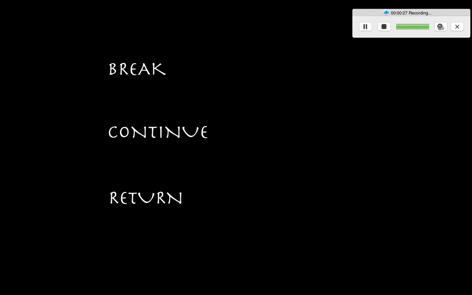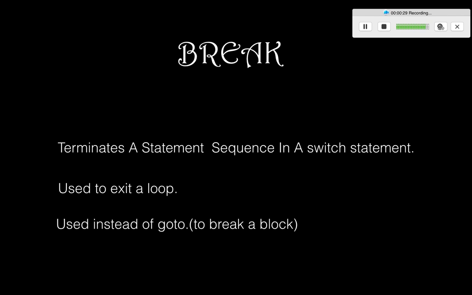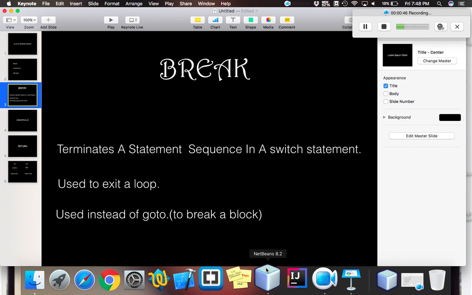Let's take a look at break first. Now normally break has three uses. First, it is used to terminate a switch statement. Second, it is used to exit a loop, and third, it is used instead of goto. That means we can break blocks. Now I'll explain each case with an example.